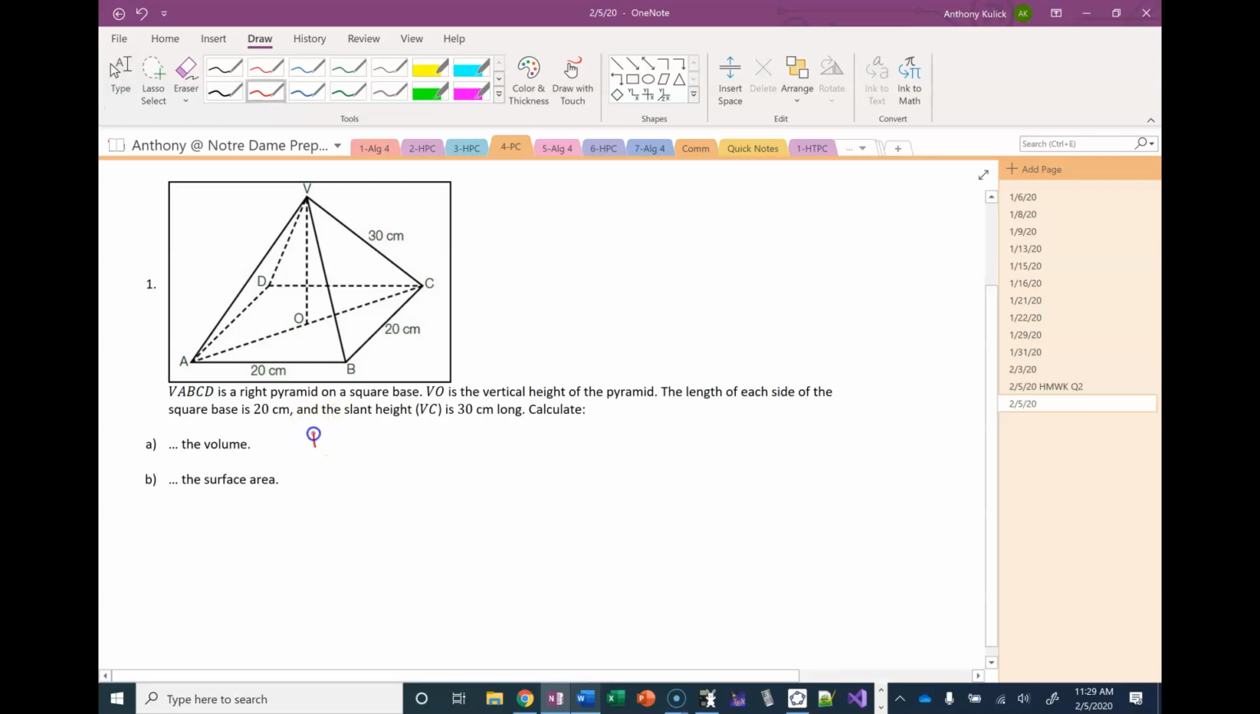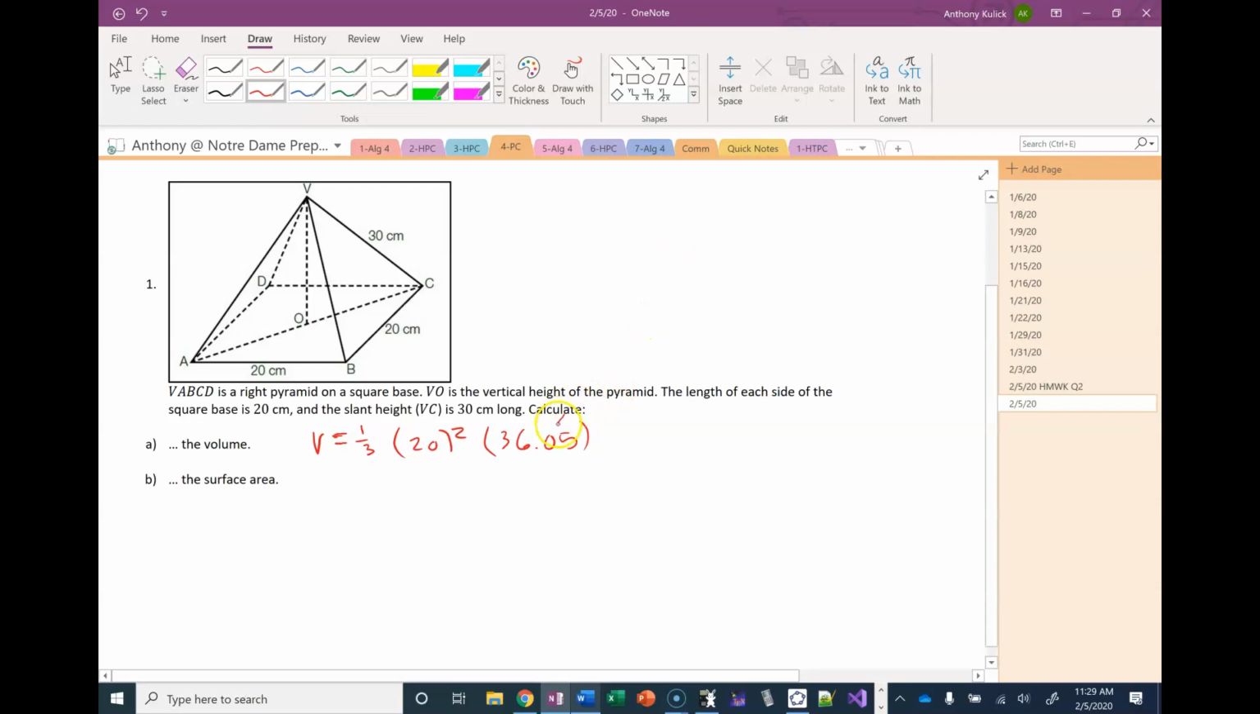So just for everyone else's sake, what did we do? We did 1/3 area of the base times the height. What did we say the height was? 36.05. Yeah, 20 times 20 is 20 squared, right? Same thing. Yep, that's fine. Again, perfectly reasonable question to ask.